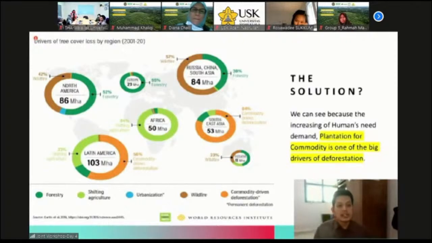From the previous slide, we can see the types of drivers of deforestation. That is why here we can conclude that one of the drivers is creating and fulfilling human needs for food, and this also happens on this map. We can see from this map that, for example, in Southeast Asia, 84% of the driver of deforestation is community-driven deforestation. The same thing happened in Latin America, where 56% of the driver of deforestation is actually community-driven. From here, we can see that because of increasing human demand, plantation for community is one of the big drivers of deforestation.